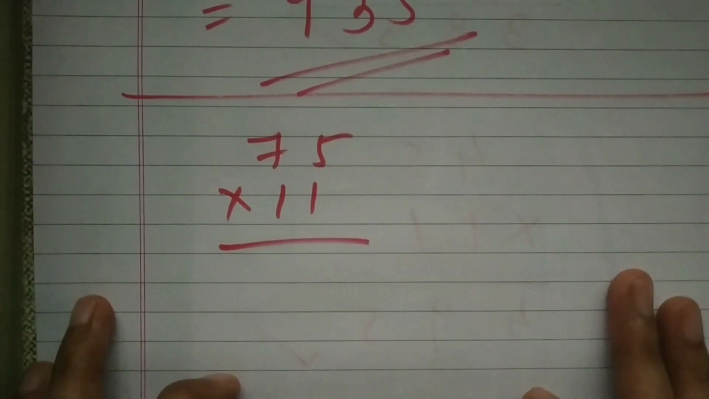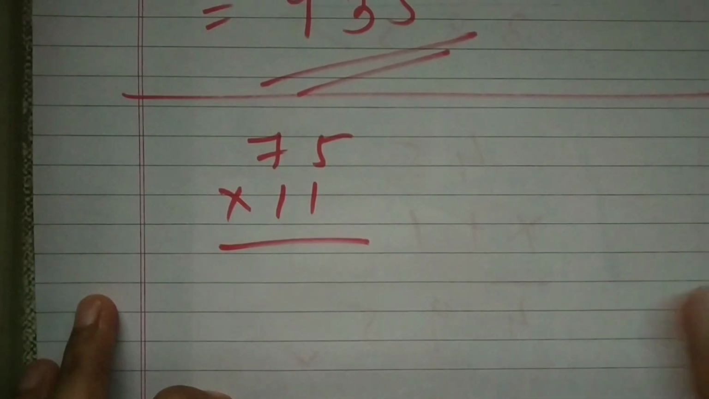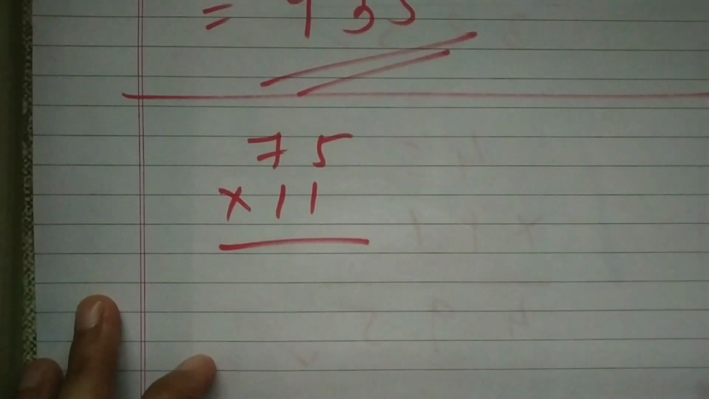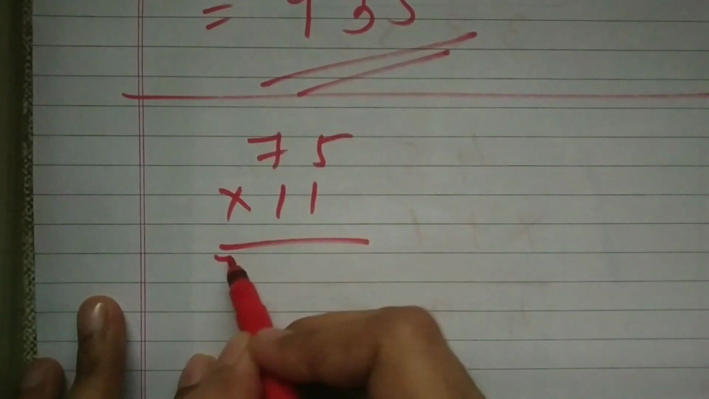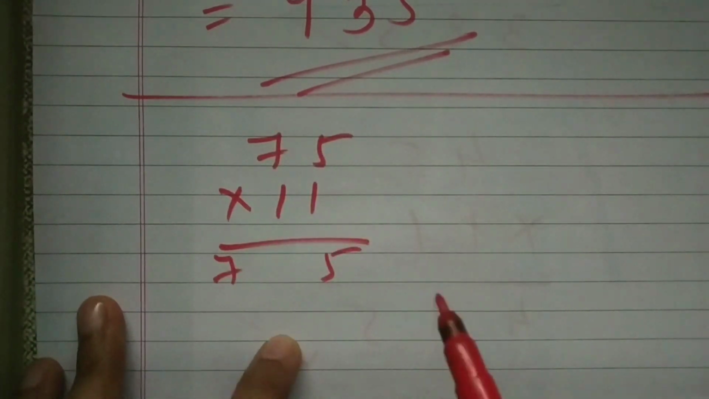Okay, let us see one more example. This time it is 75 multiplied by 11. Now let us try this orally. What will you do? I am writing because I have to explain to you. You can do it in seconds in your mind. So 75, you write it apart. Then what was the trick?